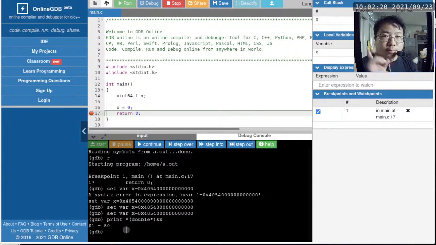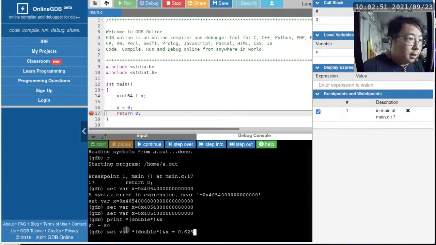Alright, so getting back to here. Let's take a look at the representation of, let's say, 0.375. We'll go ahead and reverse the process. This time we say set var, dereference double star ampersand x equals 0.375. Actually, better yet, let's make it 0.625 right there.